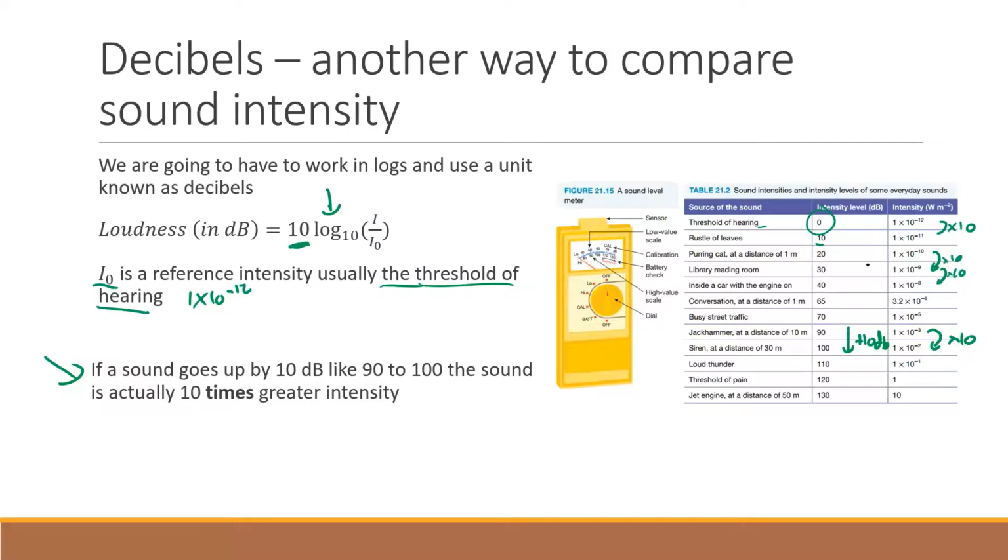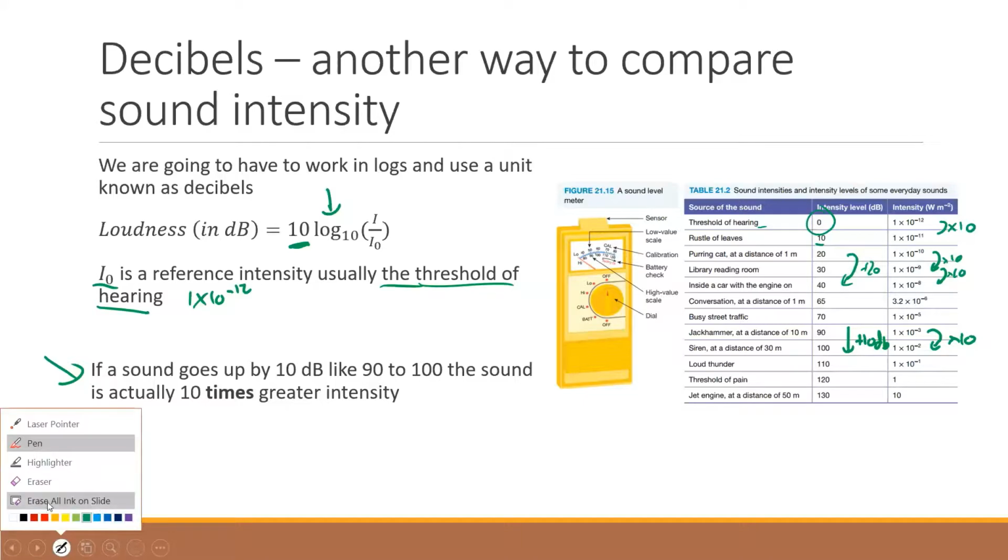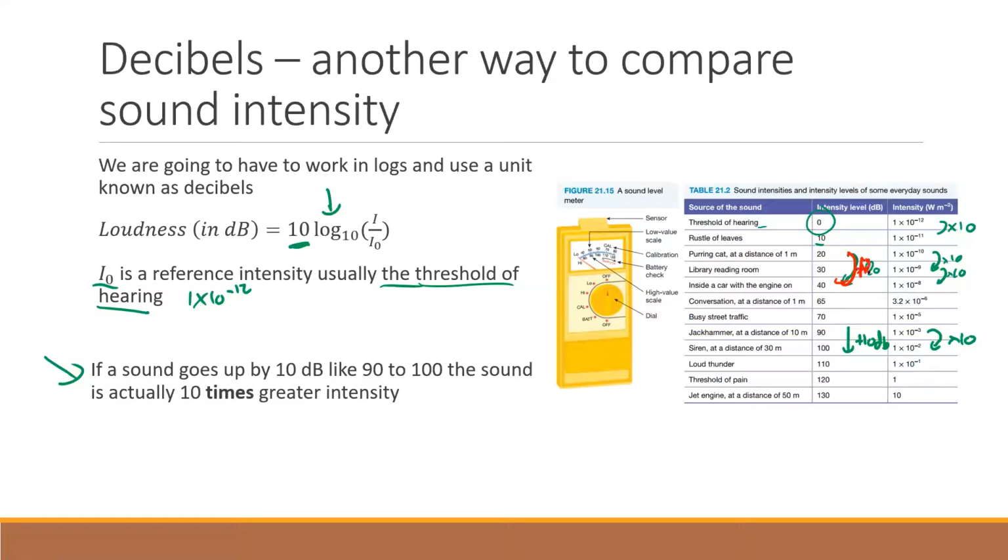If you look at something like going from 20 to 40, that's up by 20, so that means it's going to be an increase of multiplied by 100. And so that's how the decibel system works. Up by 20 is actually times by 100. It's a little bit complicated because of this 10.